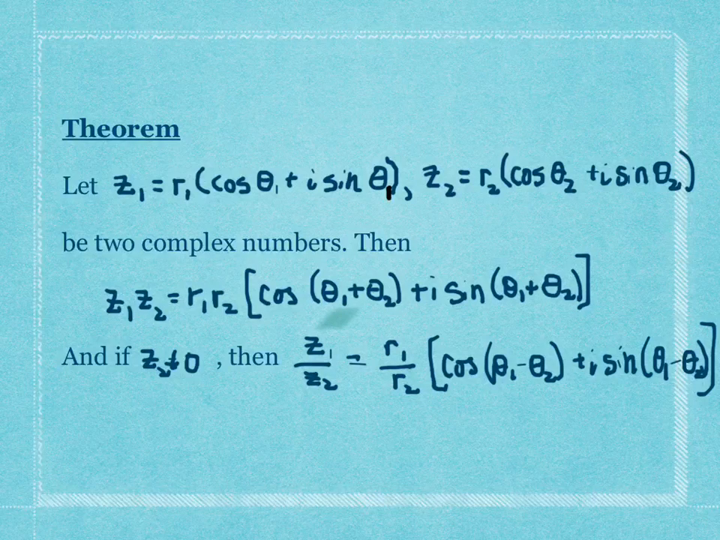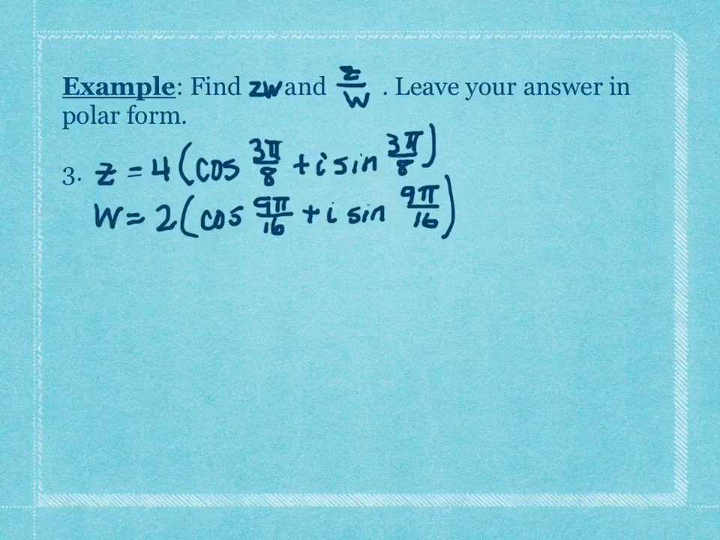Okay, so that's with multiplication. When we're doing division, the r values end up getting divided, and the angles end up being subtracted. So we're going to actually do that. We have two values given to us here: z and omega, or w if you prefer. And we're asked to find z omega and z divided by omega. So we're going to find z omega first.